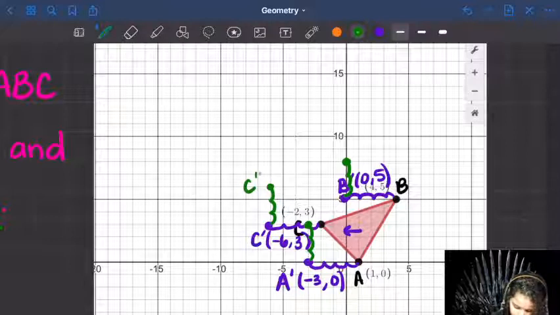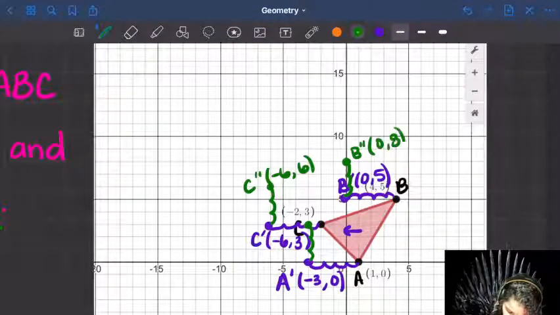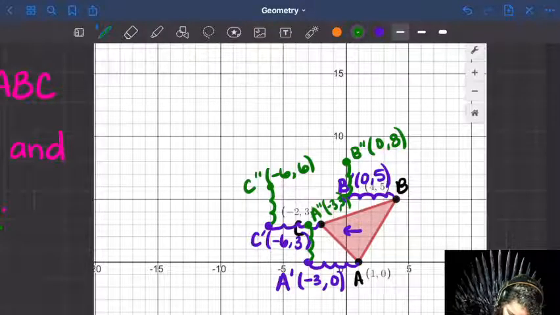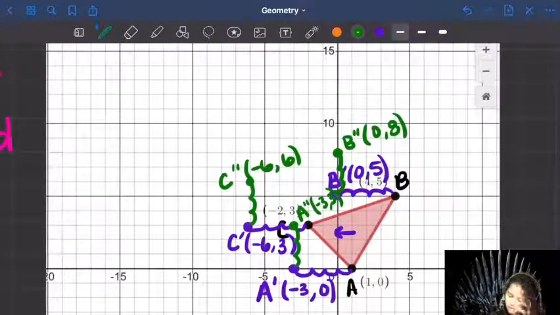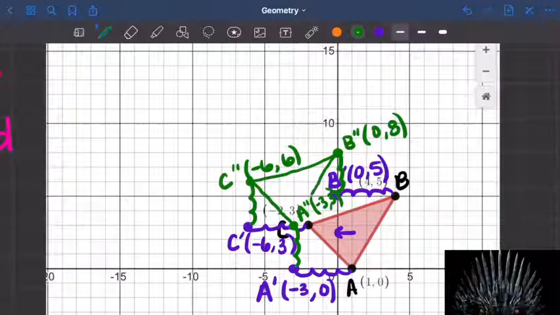And now we call this C double prime because that's you doing the second transformation. So now C double prime is at -6, 6. B double prime is at 0, 8. And A double prime, I'm trying to fit it in here, is at -3, 3, okay? So my triangle now is going to look something like this. And I didn't close it off because I had my A double prime there, so I didn't want to get in the way.